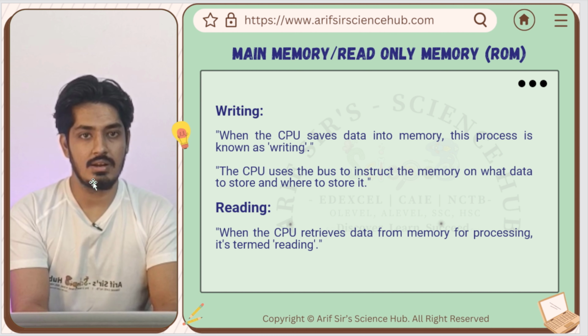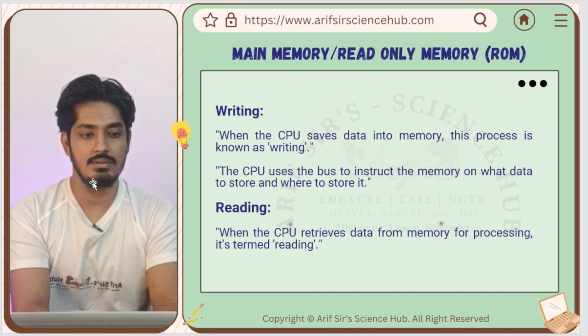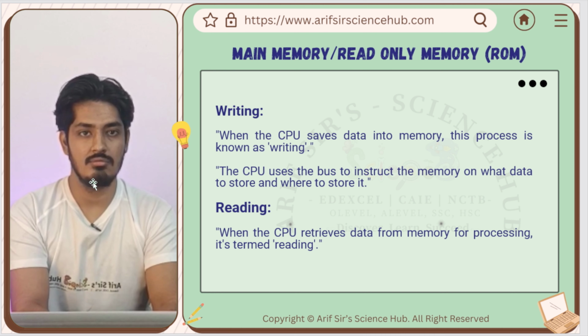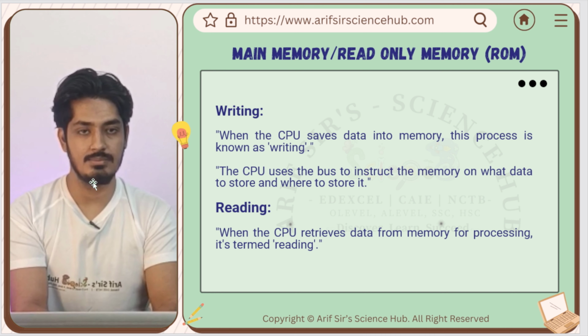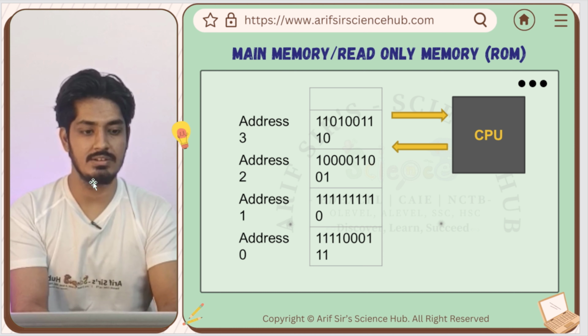Reading and writing are the same for RAM and ROM. We already know that the CPU will read or write something on the memory, and the memory address will be the same for RAM and ROM. The same way, binary numbers will be used as the address or location of the memory.